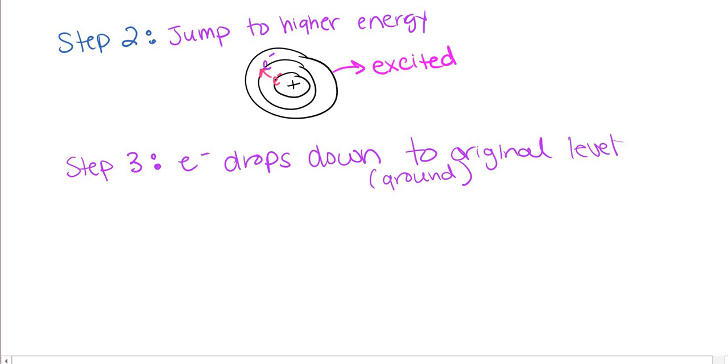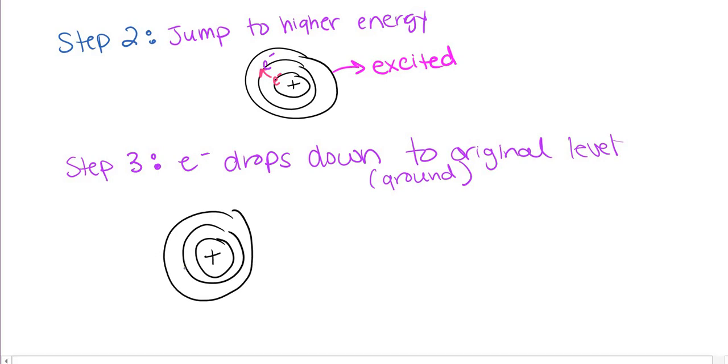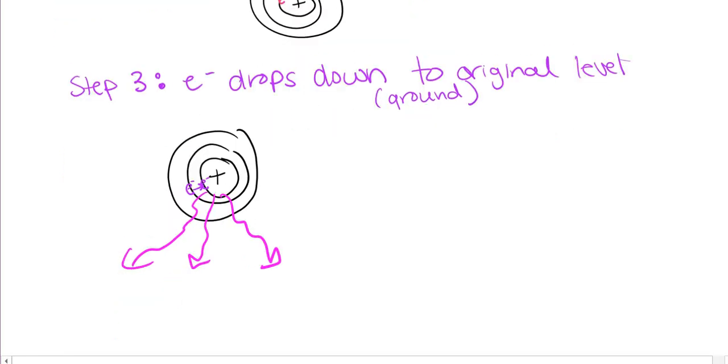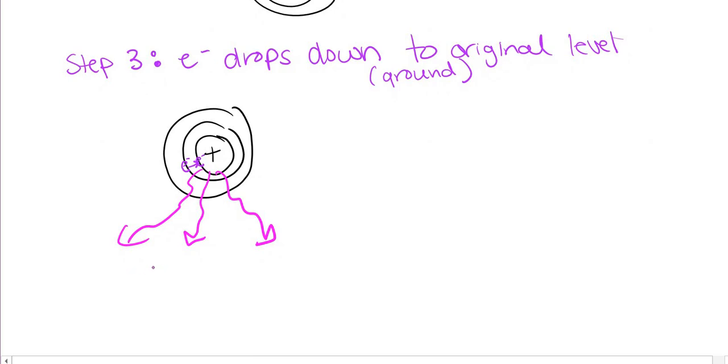When it falls back to the ground state, this is where something cool happens. As it falls, the electron's going to go from here back down to there. So excited to ground, it is going to release our energy. All that energy it absorbed from an outside source that allowed it to jump up to this excited state, it's going to fall back to the ground state and release all of that energy, and it releases the energy in the form of light. So it releases energy in the form of light.